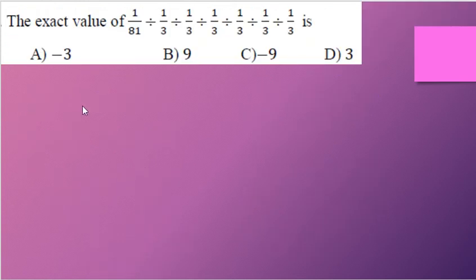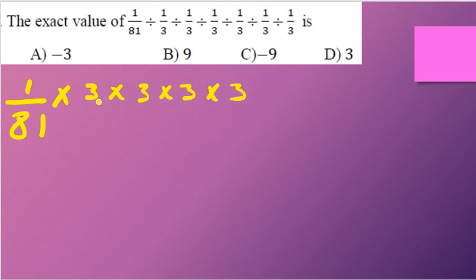Next question, the exact value of 1/81 divided by 1/3 divided by 1/3 again, 1/3. It continues. How many 1/3 are there? 1, 2, 3, 4, 5, 6. Six 1/3s are there, and we divide by all of them. So what am I going to do? 1/81 times, flip, 3/1, times again 3, times 3, times 3. How many 3's are there? 1, 2, 3, 4, times 3 times 3.